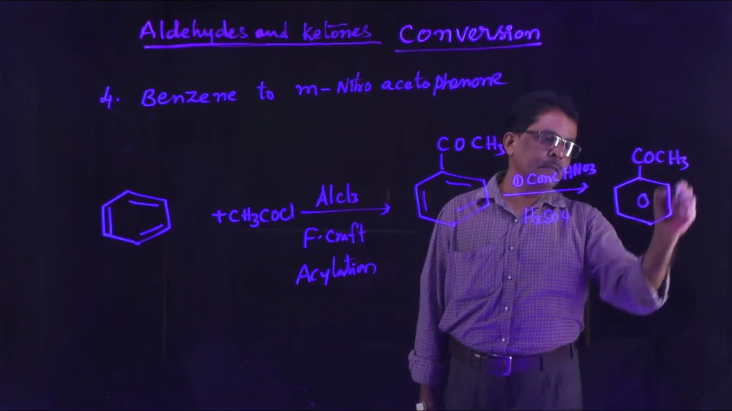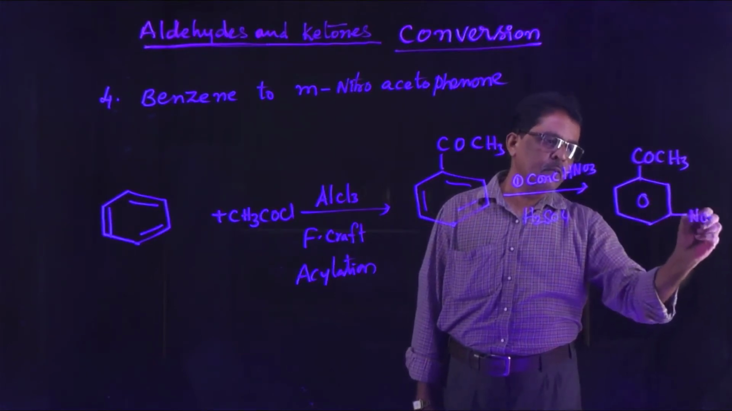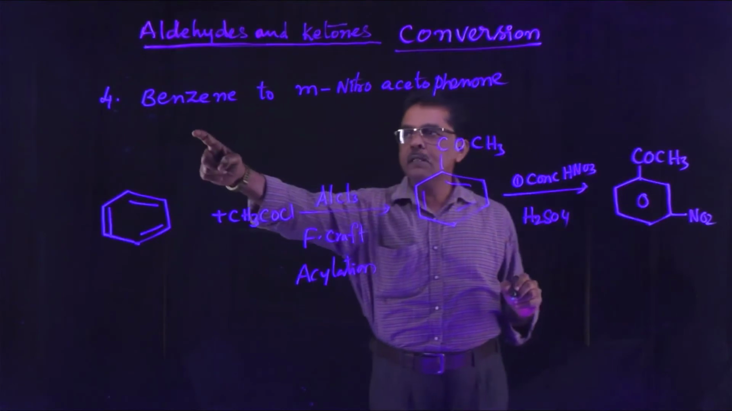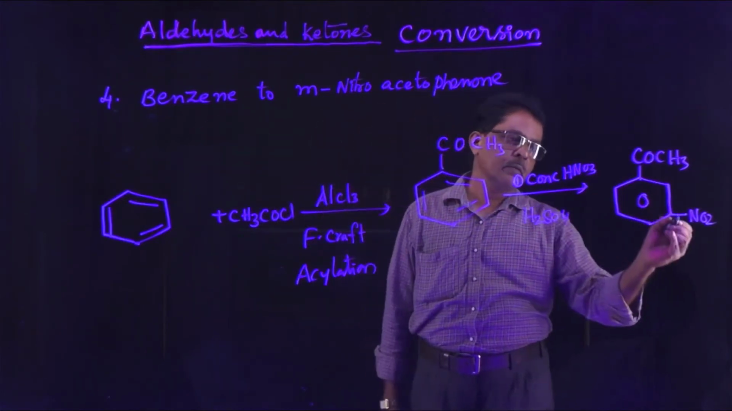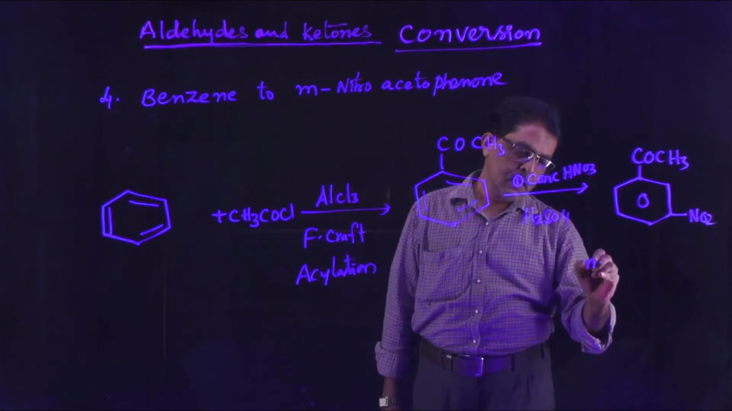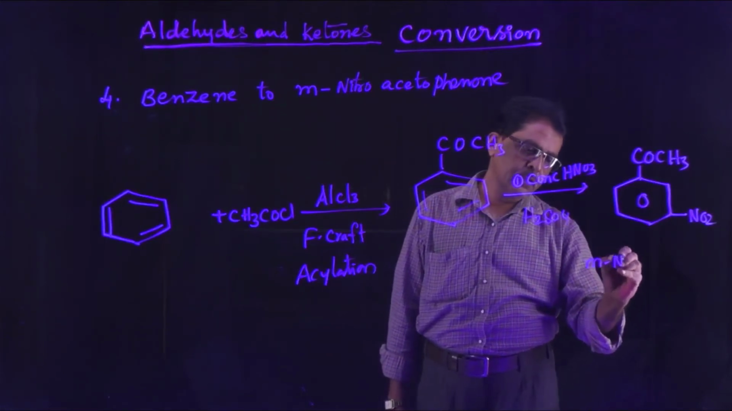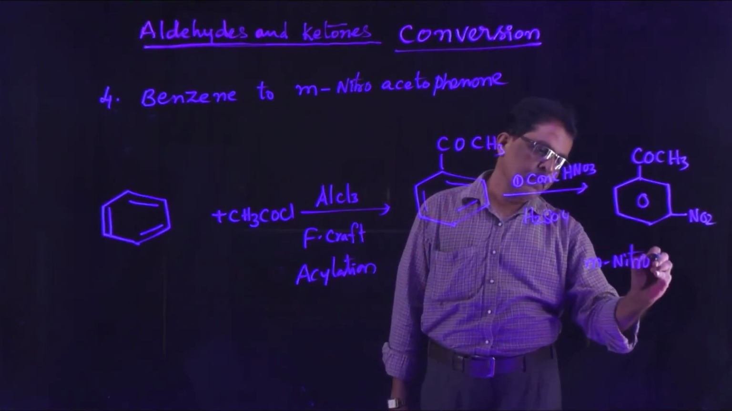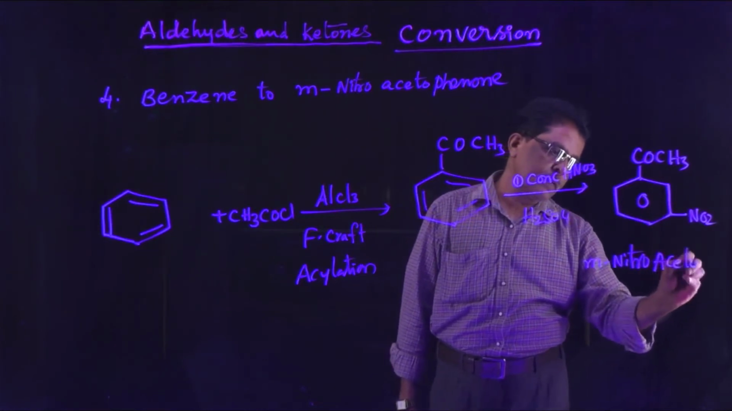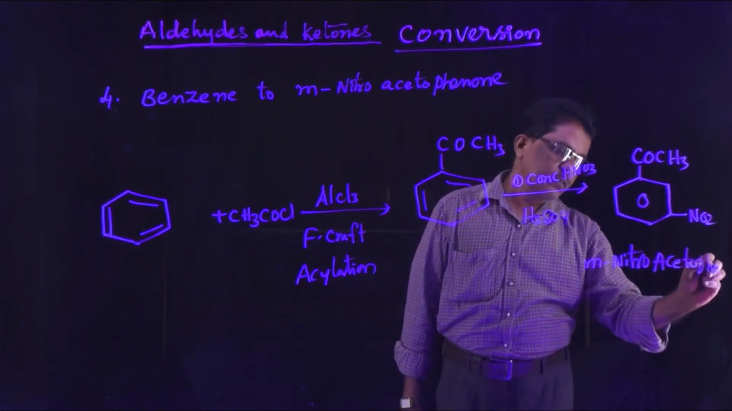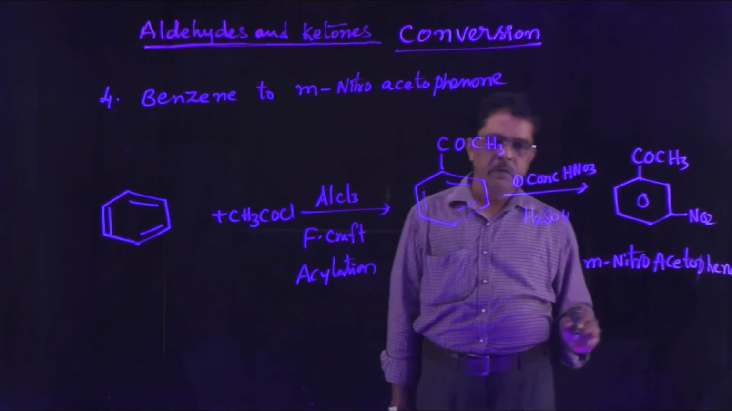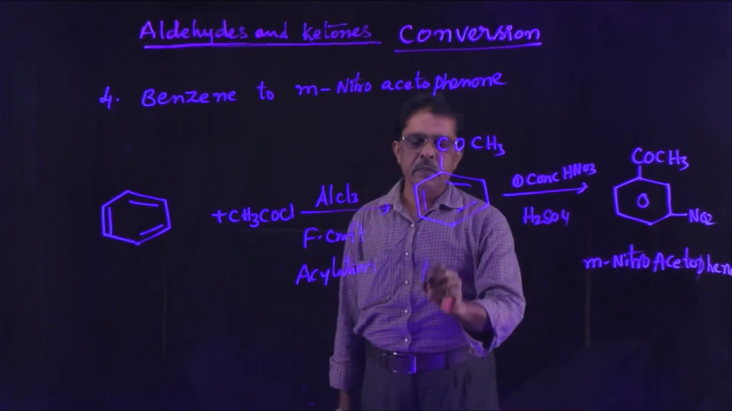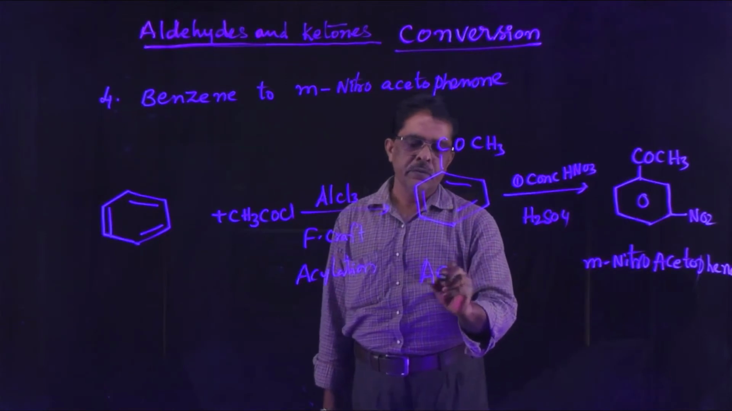COCH3, NO2. So what will happen? Benzene is converted into m-nitroacetophenone, meta-nitroacetophenone. Meta-nitroacetophenone is obtained. Acetophenone, meta-nitroacetophenone. This is the what? Acetophenone.